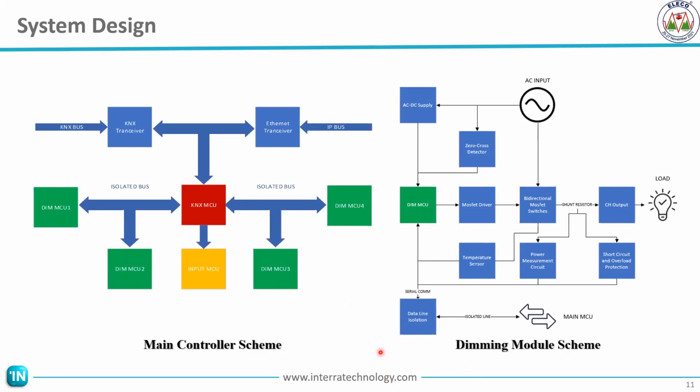similar to each other. On the dimming module scheme, we have some blocks for protections like short circuit and overload protection and temperature protection. Each dimming channel has a power measurement circuit separately. For the communication with the main controller, all dimming channels have optical isolation between the dimming controller and the main controller; there's an optical isolation layer between this MCU and this MCU.